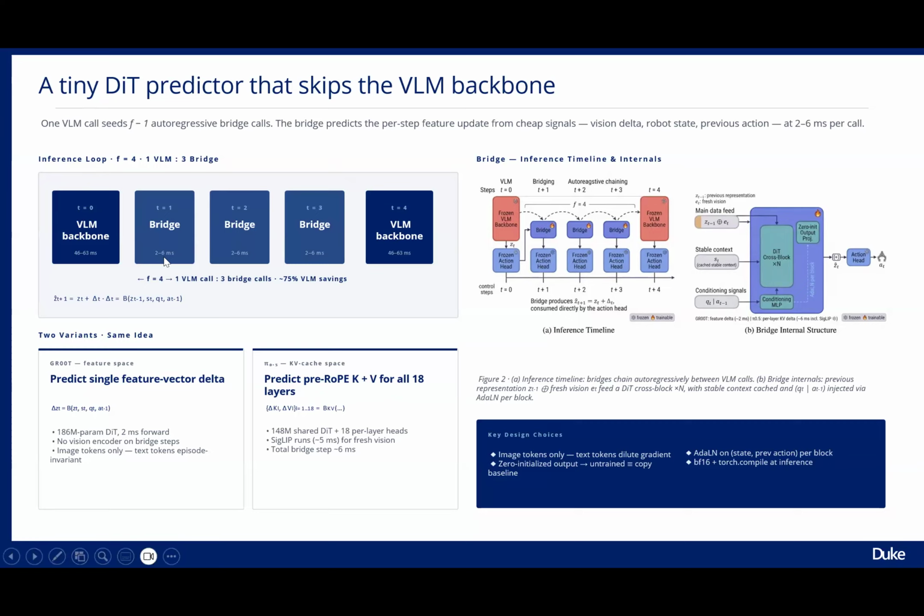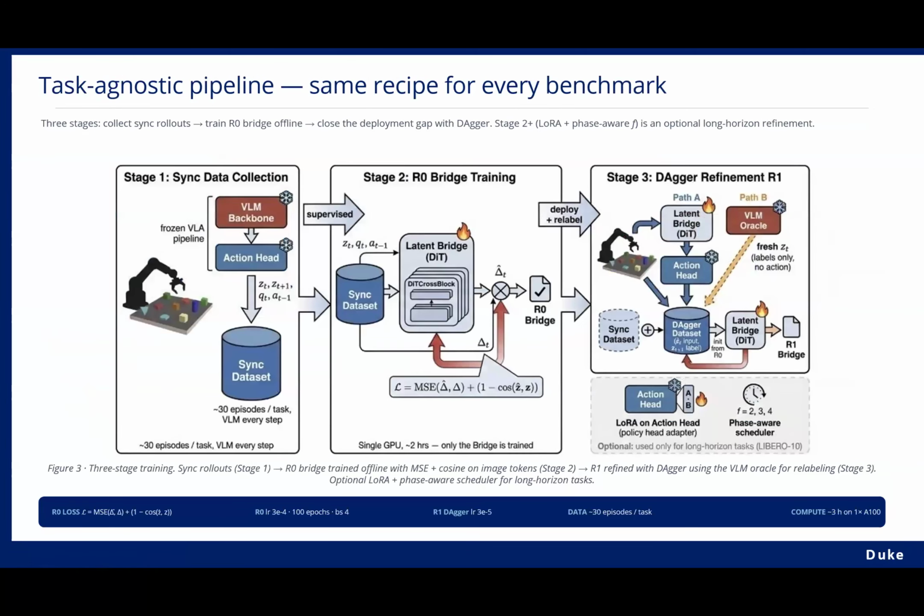Okay, so the structure over here, for instance: we run this VLM model once, followed by a few bridge model calls, and then we can call the VLM again to bring the performance back. Okay, that's the essential idea. And by doing this, as you can see, we can eliminate a large portion of the VLM calls. The bridge call only takes a few milliseconds, and so we can improve the inference time.